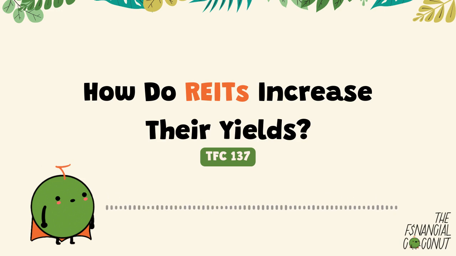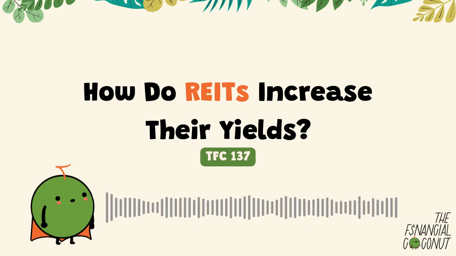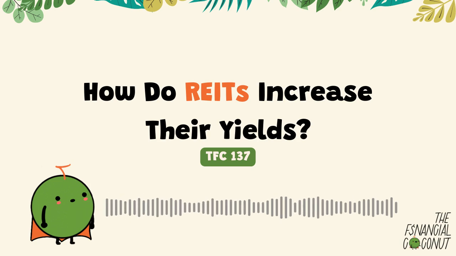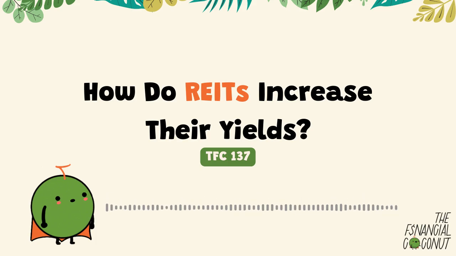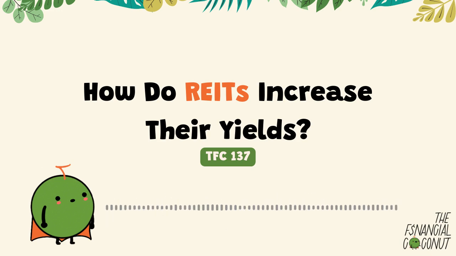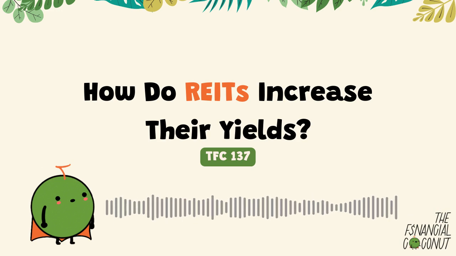So REIT yield. The formula for REIT yield is dividend payout or distribution payout divided by the price of the REIT. So distribution per unit divided by the price per unit of the REIT is the REIT yield. Repeat, the formula is REIT yield equals distribution per unit divided by price per REIT. Now you see the relationship.